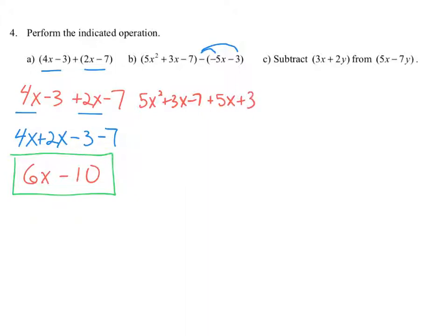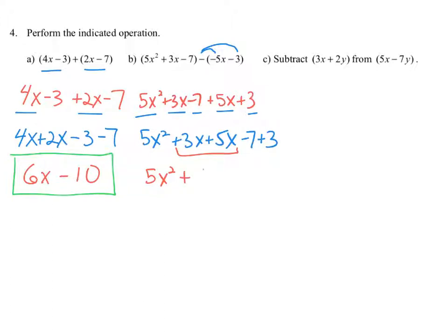Now I can combine like terms. I only have one x squared term, so I'm going to leave that as 5x squared, and then I can combine the x terms of plus 3x and plus 5x, and then I can combine those constants, the minus 7 plus 3. When I simplify that, the first term is 5x squared, the second and third term are like terms, so we can combine those. 3x plus 5x is 8x, and then the last two terms are constants. Negative 7 plus 3 is a minus 4. So our solution is 5x squared plus 8x minus 4.